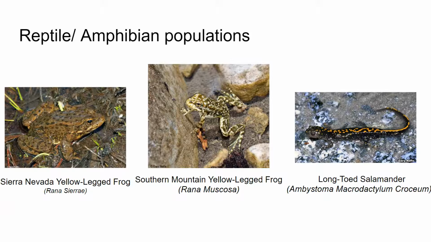And so both of the frogs on the left are able to live on the bottom of the lakes during winters when they're frozen over, and then are able to get out when it thaws. And then on the right, the long-toed salamander is able to hibernate during long winters by burying itself in the ground.